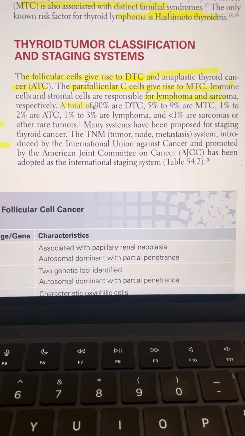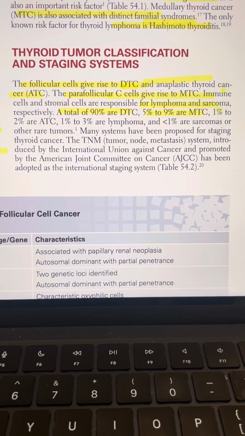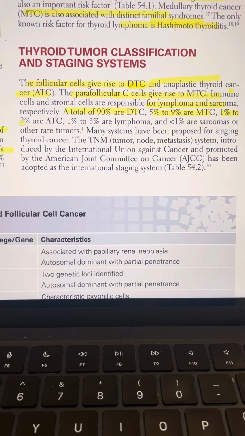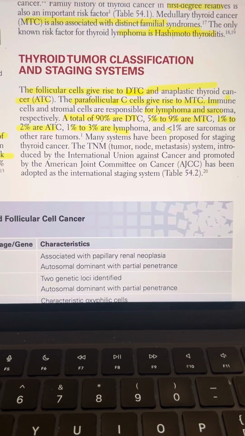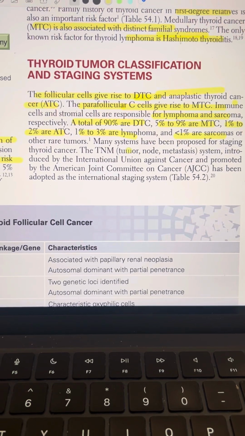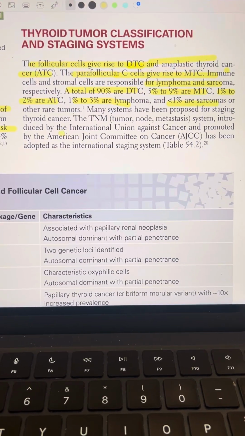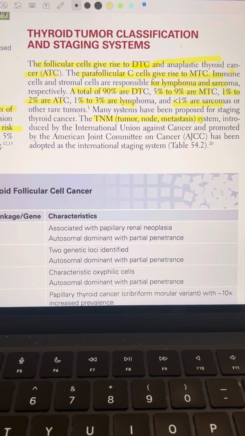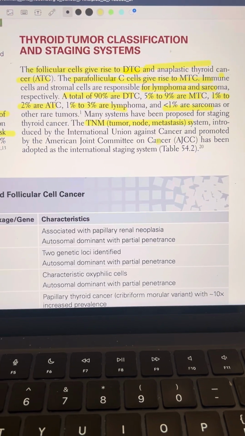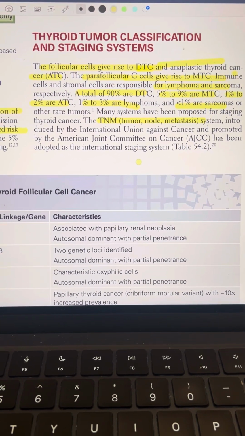90% is differentiated thyroid cancer, 5 to 9% are medullary thyroid cancer, 1 to 2% are anaplastic thyroid cancer, and 1 to 3% are lymphoma. Less than 1% is sarcoma. Many systems have been proposed for staging of thyroid cancer, and the TNM, that is tumor node metastasis system, introduced by the International Union Against Cancer and promoted by the AJCC, has been adopted.